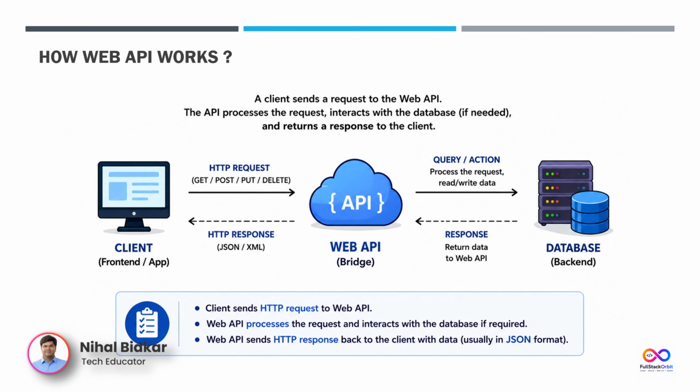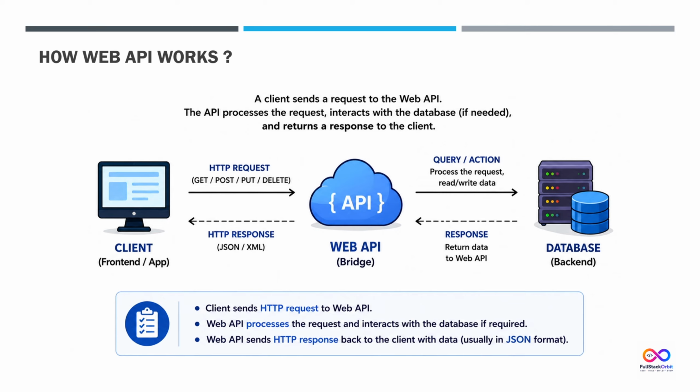My name is Nihal. Let's understand another very important interview question. How does Web API work? The working process of Web API is actually very simple. A Web API acts as a middle layer between the client application and the database or backend server.